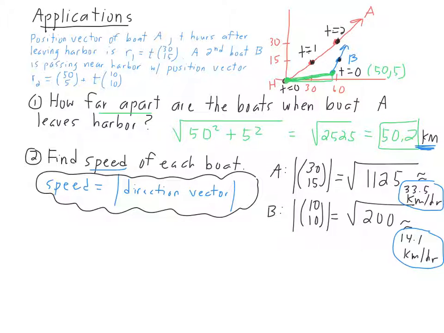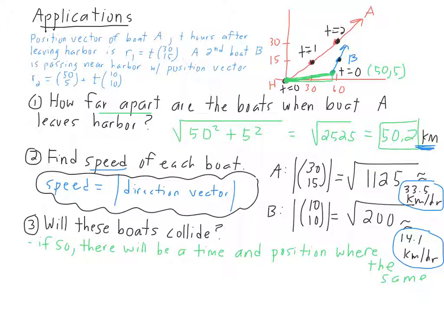Okay, and finally, suppose we want to determine, will these boats ever collide? Assuming that they are not going to change their course, if they continue on at those direction vectors that are given, will they ever collide? Well, if they are going to collide, then there's going to be a time and a position where it's the same. So hopefully you're thinking, I can just set these equations equal to one another and see if we have a common time.